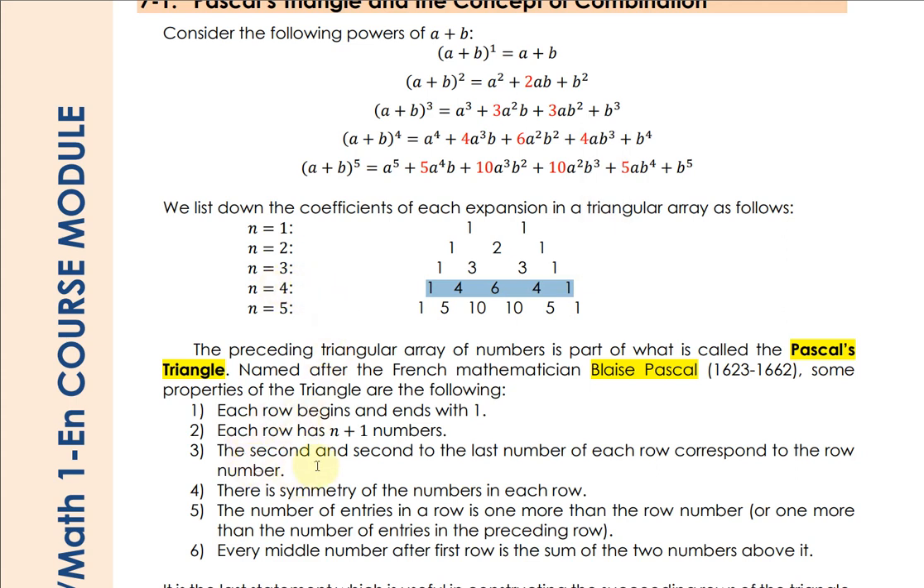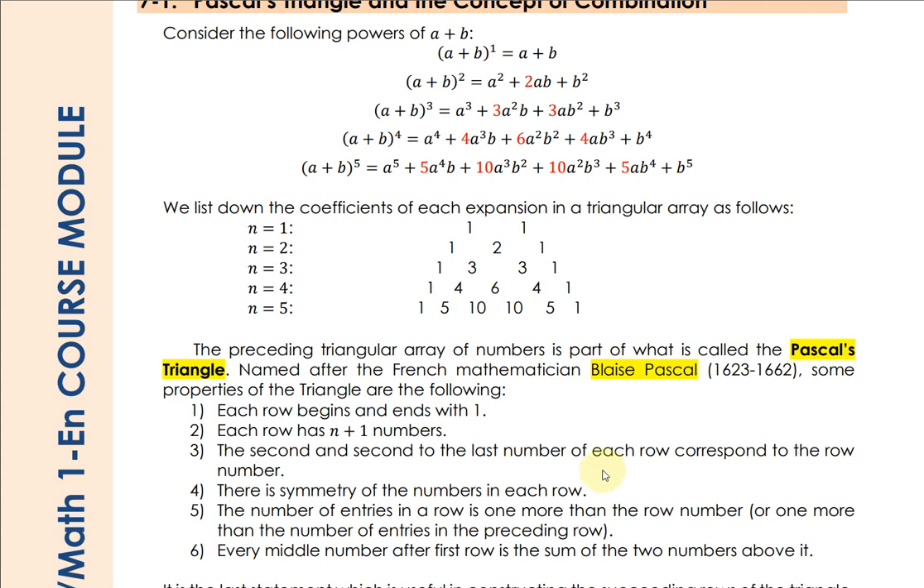The third property is the second to the last number of each row corresponds to the row number. If you observe, if n is equal to 3, the second coefficient is equal to 3, and the second to the last is also equal to 3. So that corresponds to the power, or the row, of your coefficients. The same with if n is equal to 5, the second coefficient is equal to 5 and the second to the last is also equal to 5.